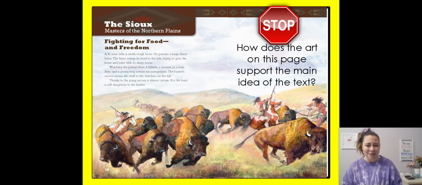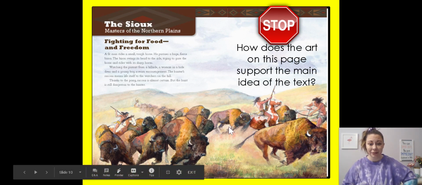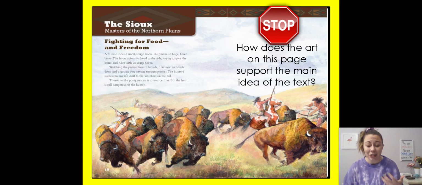So my question for you this time, a little bit different than we normally have, is how does the art on this page support the main idea of the text? Let's think, because the main idea is one of our success criteria, right? So what is the main idea? Think to yourself. You're thinking, what is the author mainly telling you about here? Well, I can see from this heading, fighting for food and freedom, and then I know in the text they were talking about hunting. So I might say that hunting is important for the Sioux. And how does this picture help show that? Well, of course, it's an artwork showing the Sioux actually hunting for their food. They're hunting the bison.